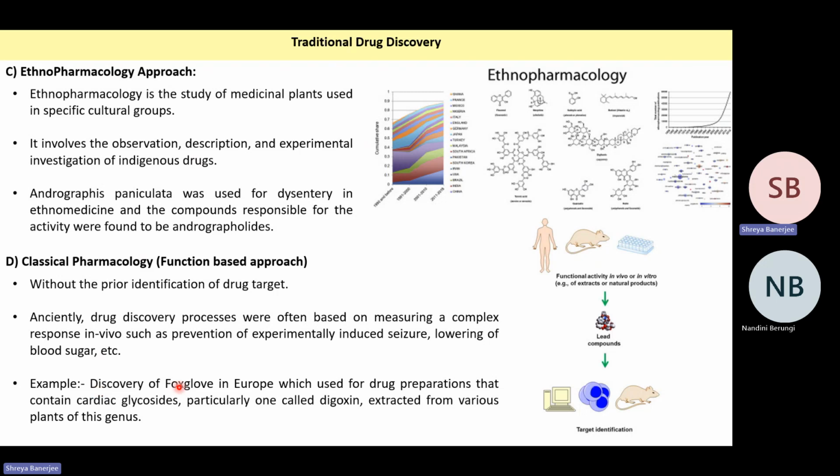For example, the discovery of foxglove, this is a plant in Europe, which was used for drug preparations, and it was found that this compound, cardiac glycosides in foxglove, which is extracted from this plant, has been used to prevent different cardiac diseases. So the classical pharmacology approach looks at the function of a compound and then traces back to which chemical compound is responsible for that function.